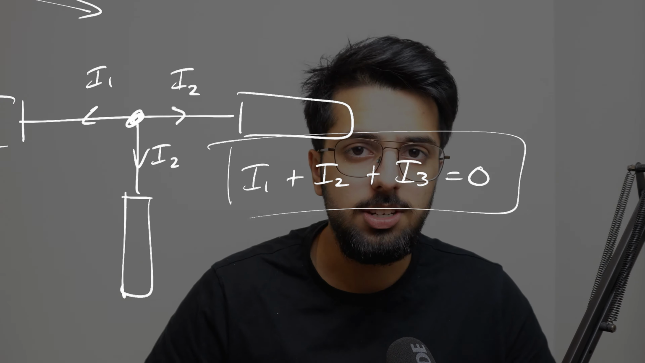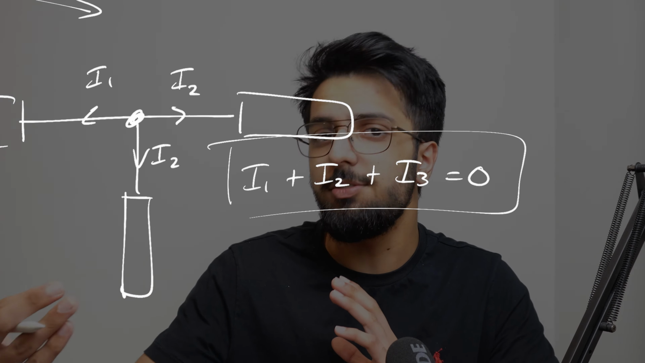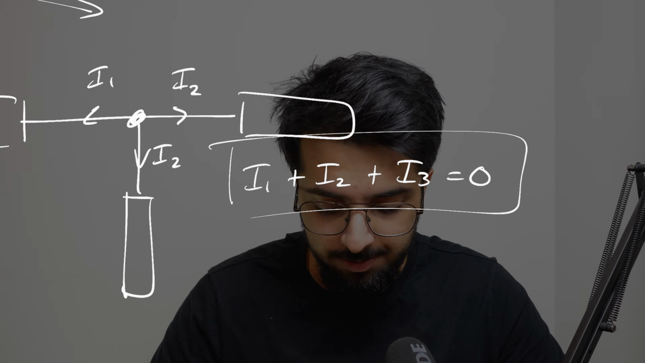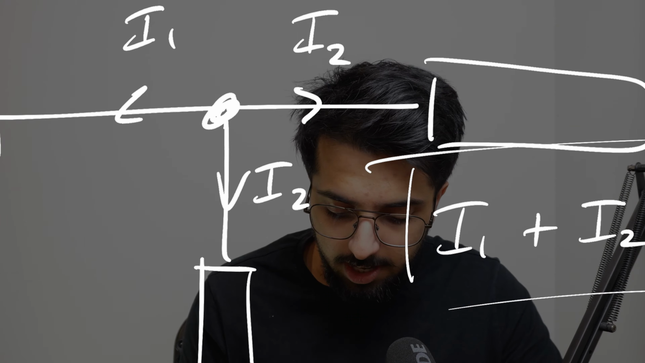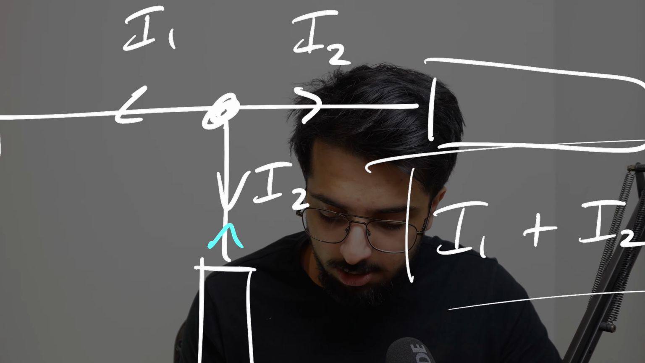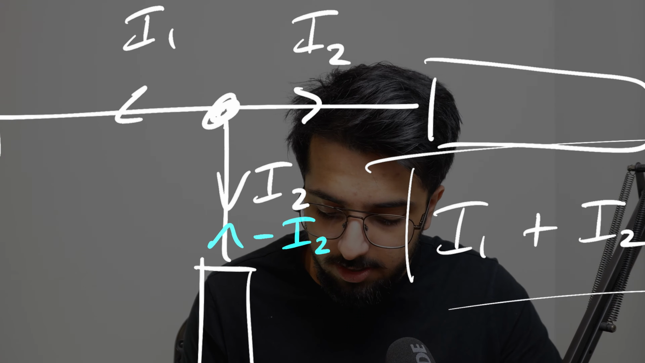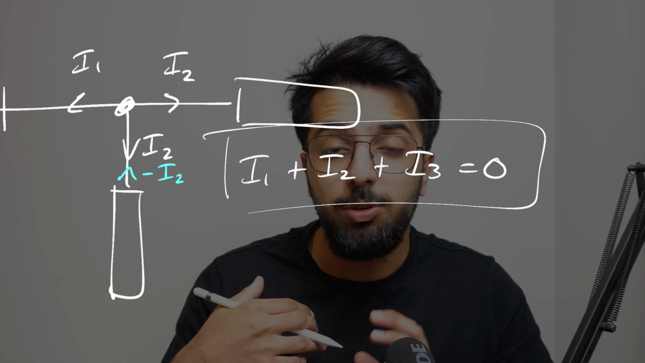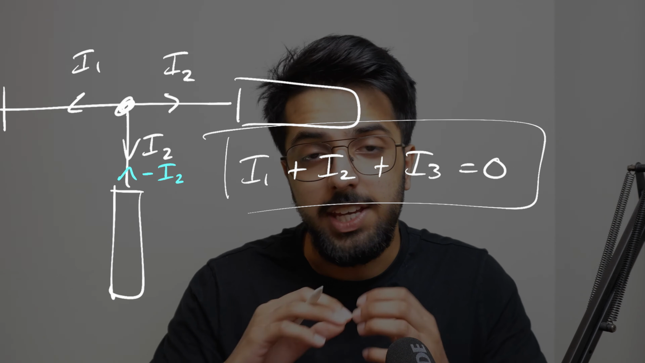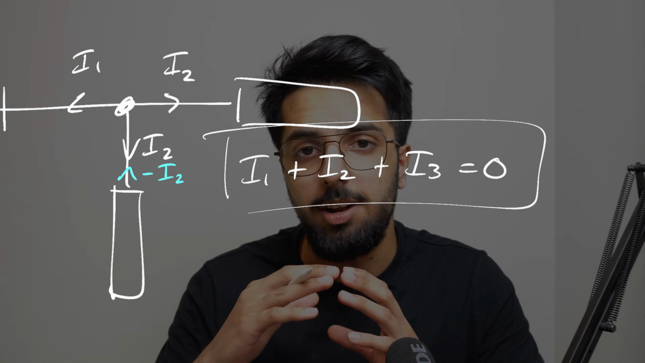Now, a common question is how do we know if a current is leaving or entering a node? Okay, we don't have to worry about this because a current entering a node is equal to the negative of the current leaving the node, okay? And so if we assume all currents are leaving the node, the algebraic signs will take care of themselves and we don't have to worry about them.